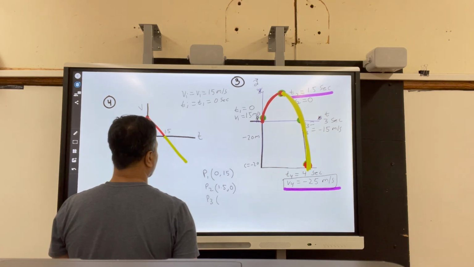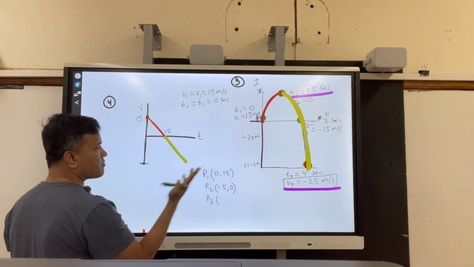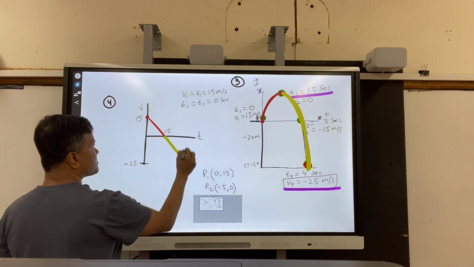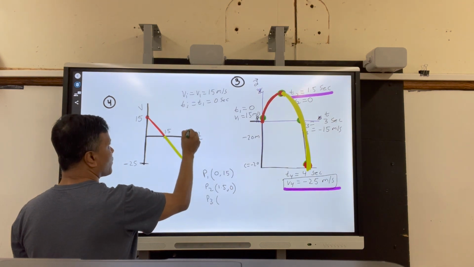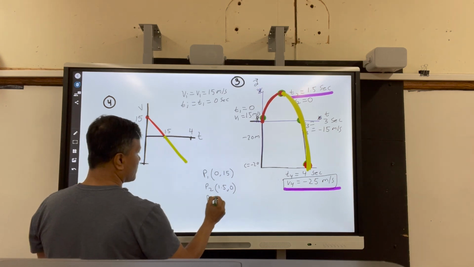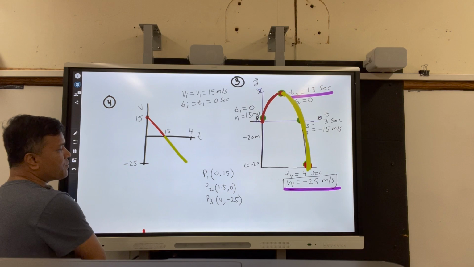Now point three, I'm going to write over here. This would be my impact velocity, which is negative 25. And this is my impact time, which would be 4. So I'm going to write over here the 4, comma, negative 25. So my 3 points are there.